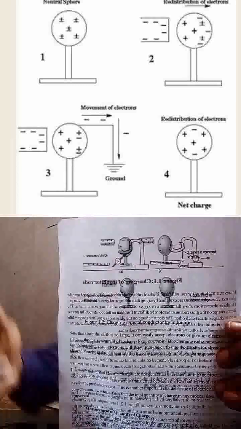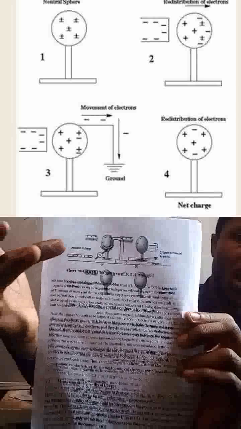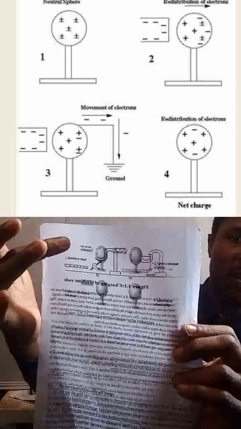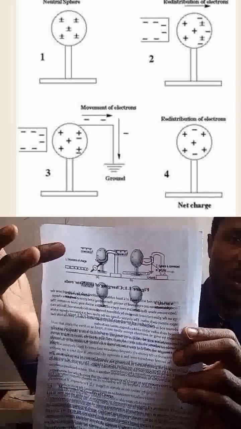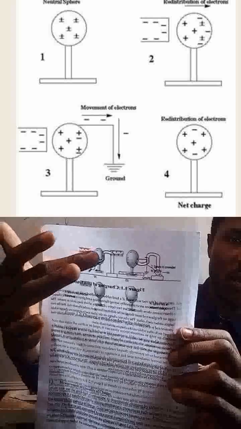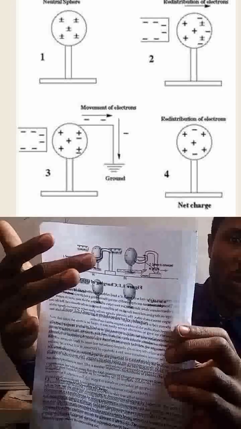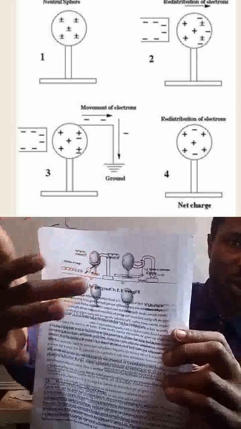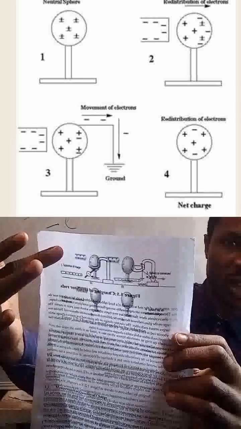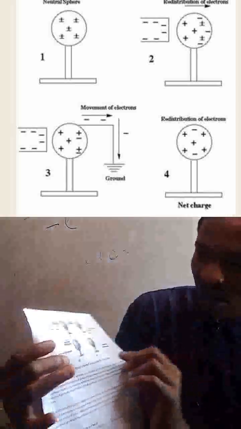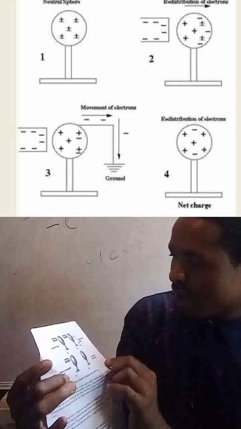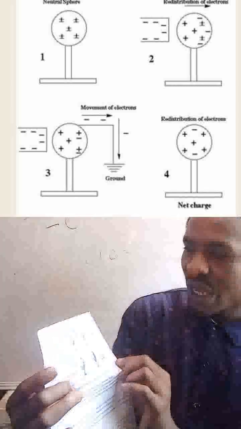So in stage 1, we have the separation of charge. This is the insulator, this is the charged material, and this is the insulator. The insulator is this circular object here that is mounted on the insulating stand, and this is the charged material brought closer to it where there is no contact. And if you look at section B, they said the sphere is connected to ground.